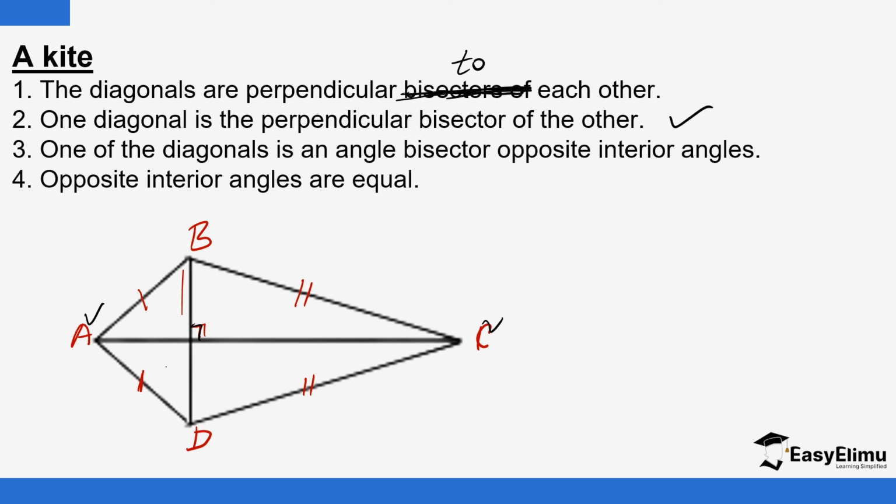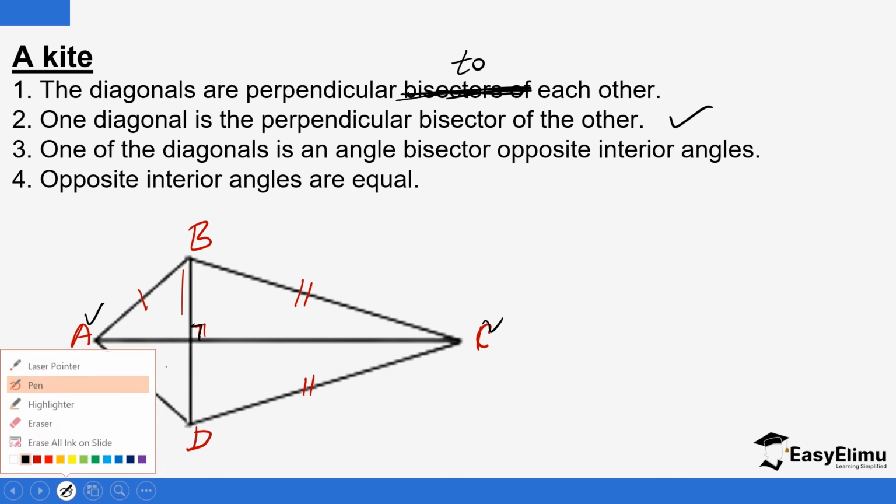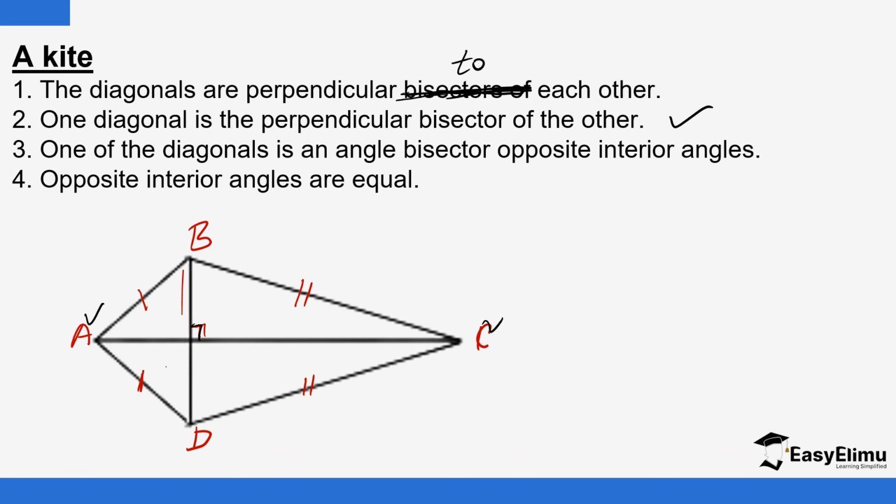So the second statement here is correct. One diagonal is a perpendicular bisector of the other. So you will see which one is a perpendicular bisector of the other. It varies depending on what type of kite you are dealing with, or how the diagram is drawn. So one diagonal is a perpendicular bisector of the other, like diagonal AC is a perpendicular bisector of BD.